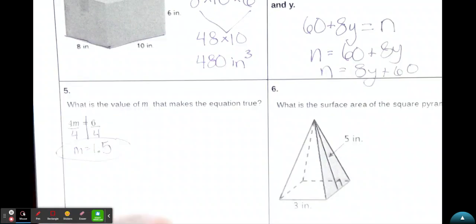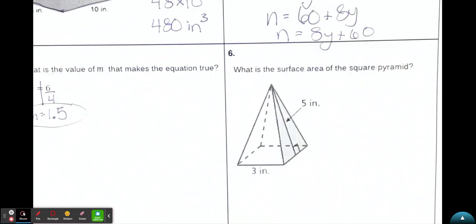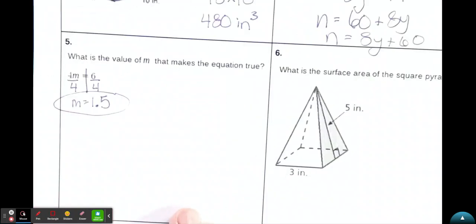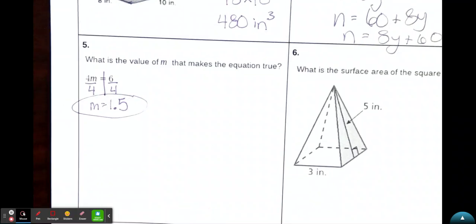All right, number 6. This was our favorite chapter of the entire school year. Everyone loved this one. Sorry.